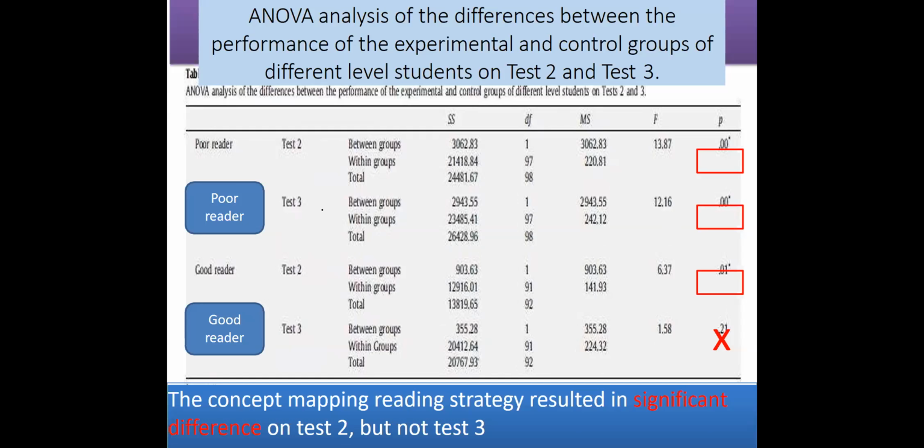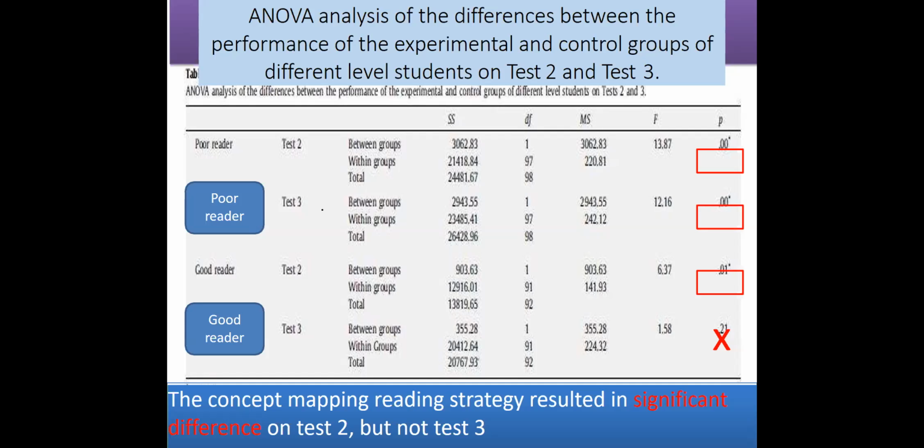In table 3, as you can see, for the poor readers, the use of computer-assisted concept mapping strategies was associated with significant differences as shown on test 2 and test 3 as well. But for the good readers, the use of concept mapping strategies resulted in significant differences on test 2, but not in test 3, as you can see.